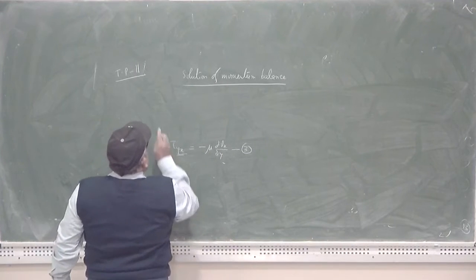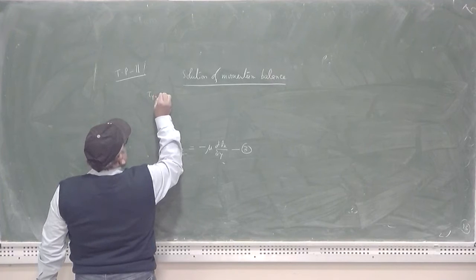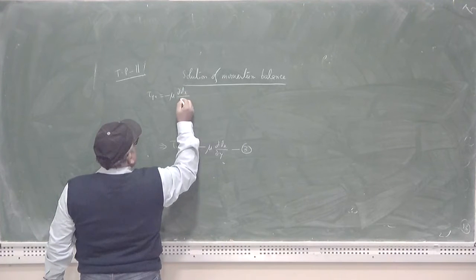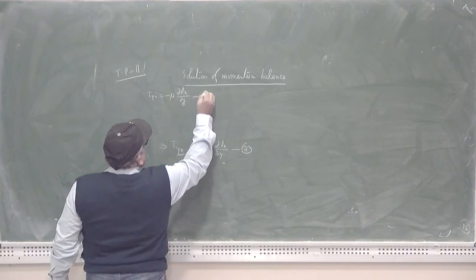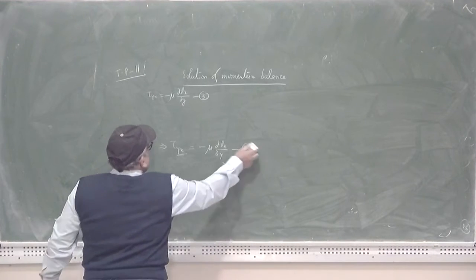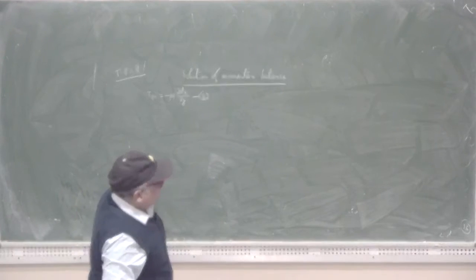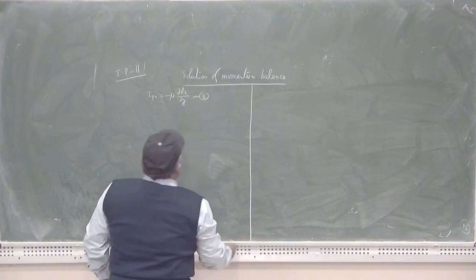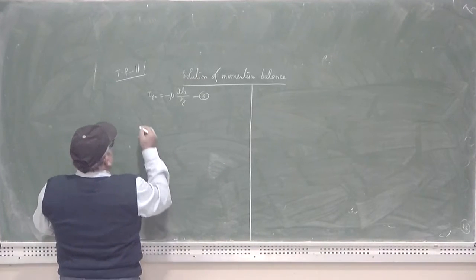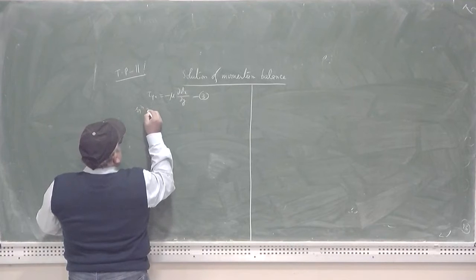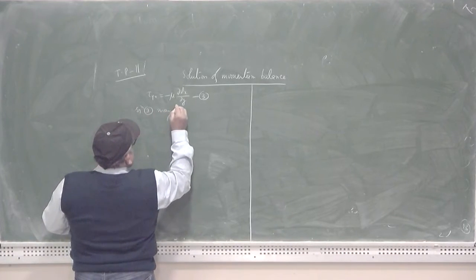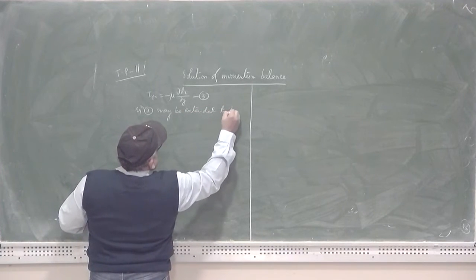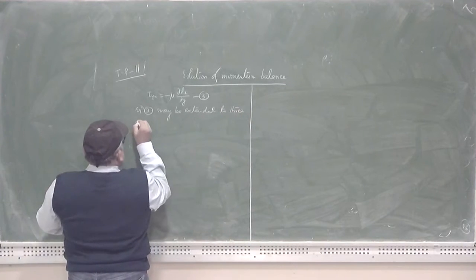So, taking this equation here, minus mu dVx by dy. Let it be equation number 3. Now, this equation number 3 can be extended to 3 dimensions.